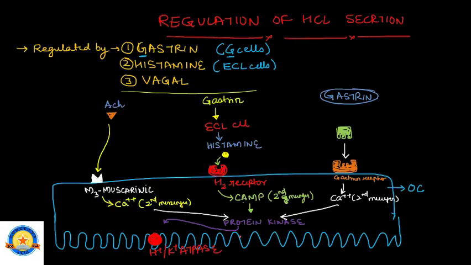Did you get that? Okay, one more time. The gastrin acts on the enterochromaffin cells to form histamine. Histamine acts on the H2 receptor. cAMP is the second messenger. Gastrin receptor: calcium is the second messenger. Acetylcholine, muscarinic: calcium is the second messenger. Then protein kinase and the H positive, K positive ATPase.